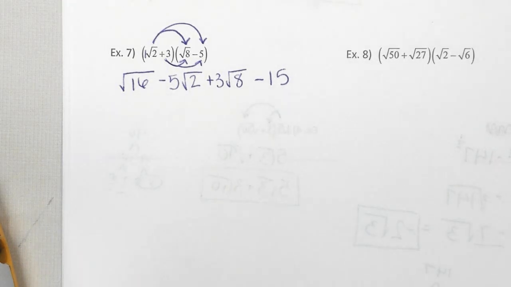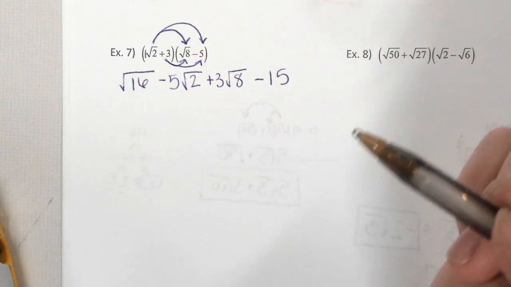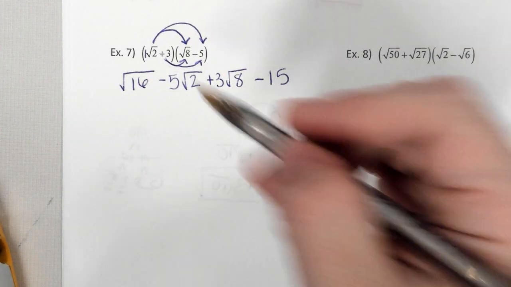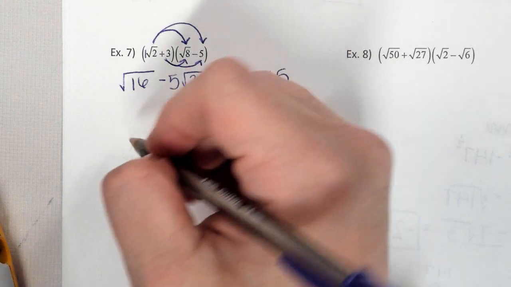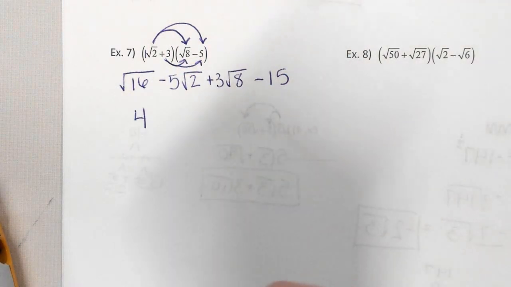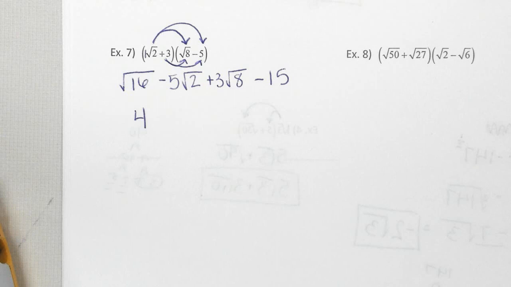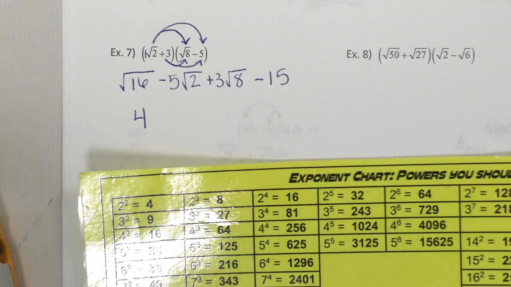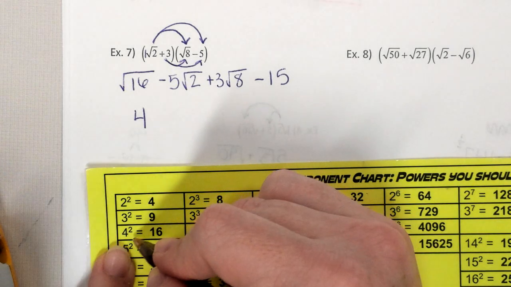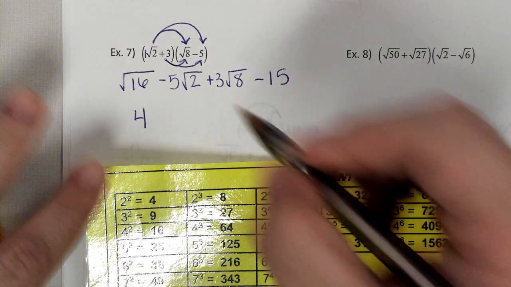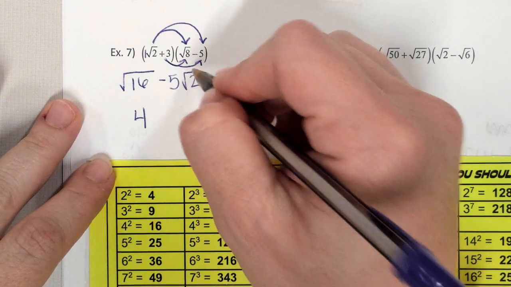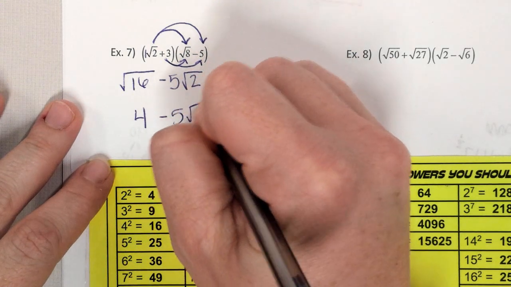So after we're done multiplying, we simplify anything that we can simplify. Well, what's the square root of 16? It's just 4. Remember, you can use your handy dandy sheet that I dropped. So 16 is 4 squared, so it's just 4. Okay. Now, 2 is prime, so this doesn't simplify, so I'm going to go ahead and bring it down.